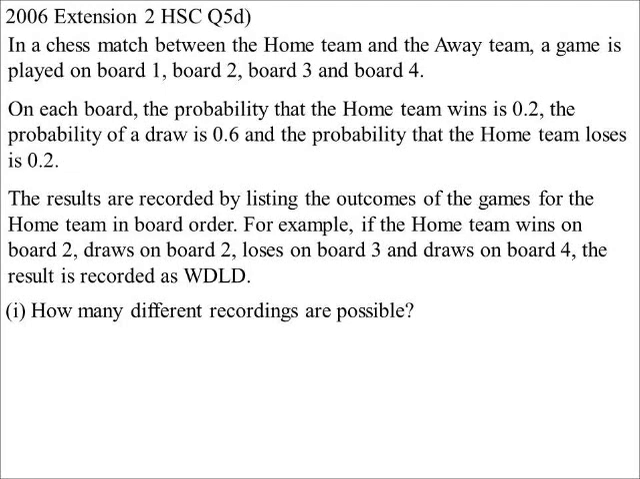Well, again, this one's just a basic counting idea, because on each board there's 3 possibilities, a win, draw or a loss. So it'll be 3 times 3 times 3 times 3, so there's 81 different possible recordings.